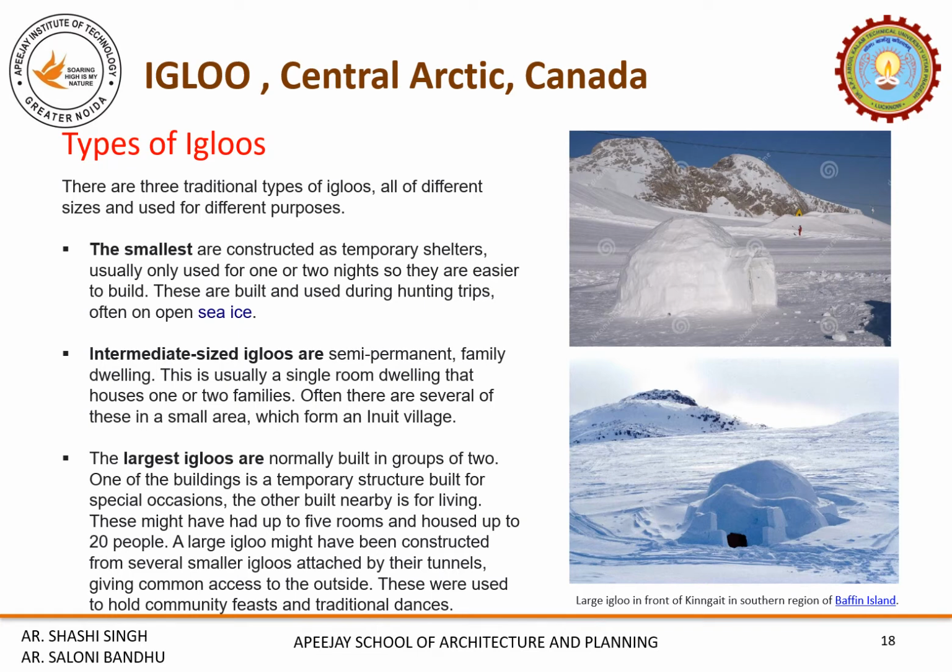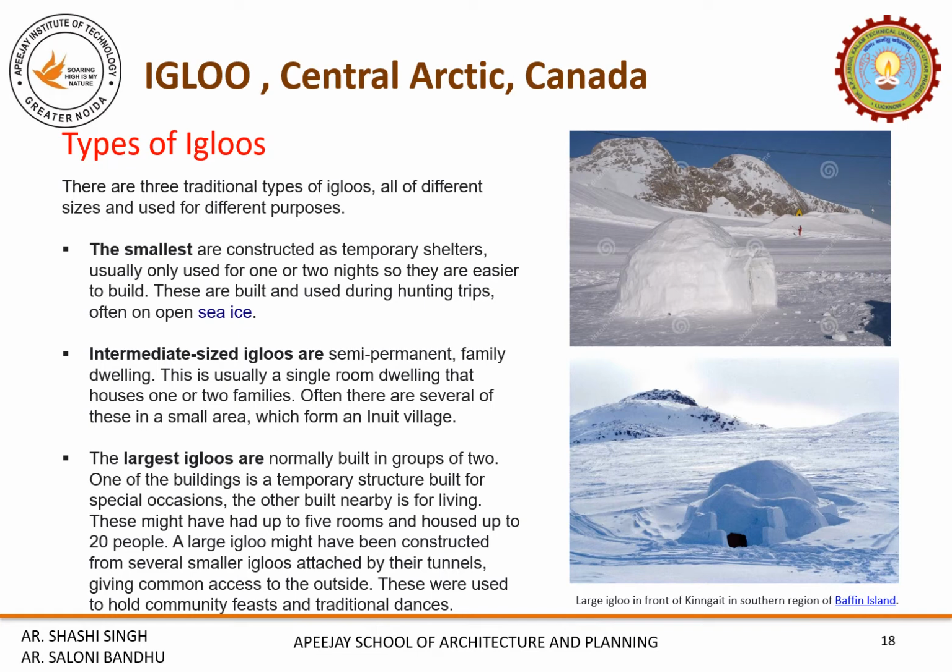The second is intermediate sized igloos. These are semi-permanent family dwellings. This is usually a single room dwelling that houses 1 or 2 families. Often there are several of these small structures which form a village.